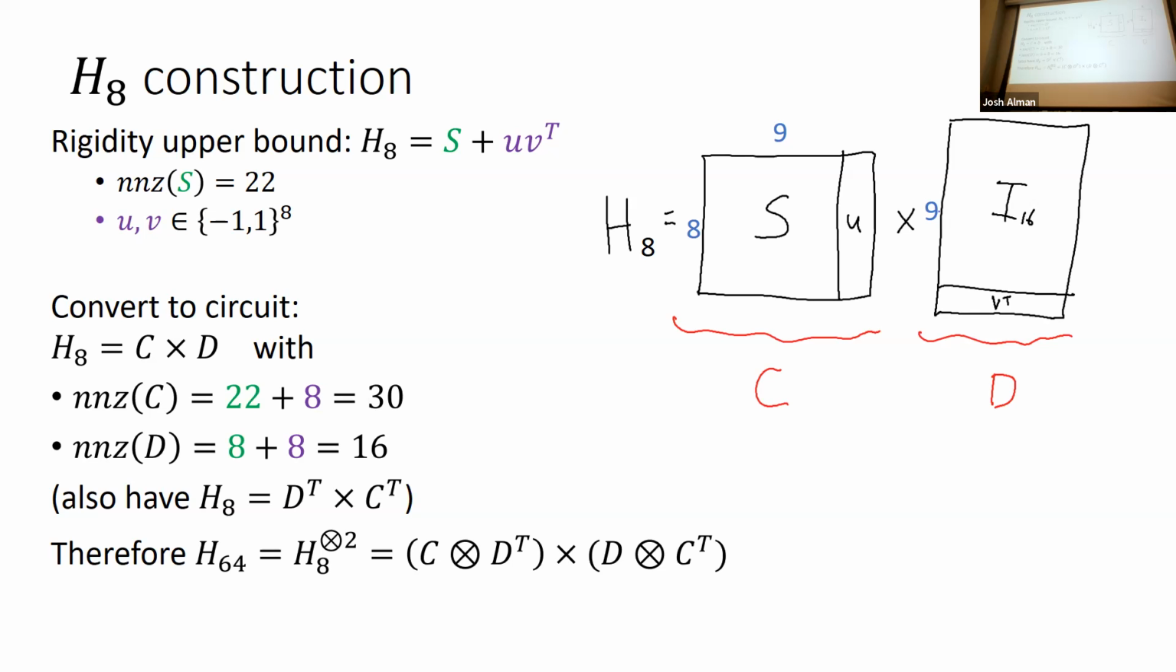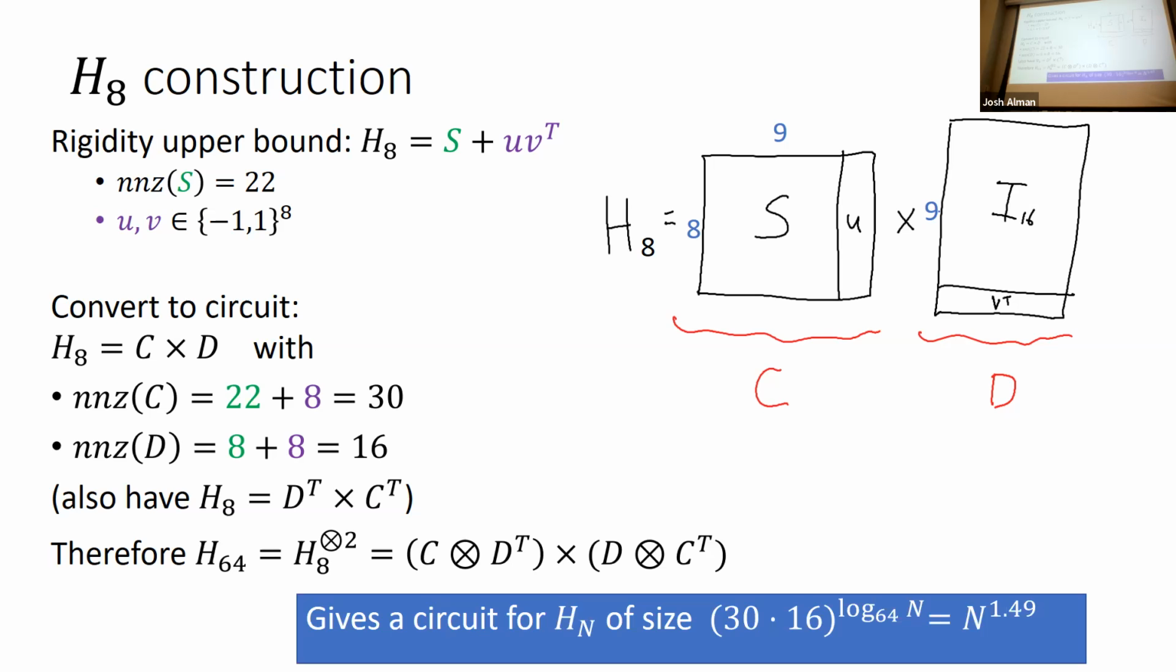So when you take the Kronecker product of them, we write H64 as C Kronecker product D transpose times D Kronecker product C transpose. Okay, this is our symmetrizing step. And now, using this identity for H64, we get a circuit for Hn whose size is the number of non-zeros in each of these, which is 30 times 16 to the power of log base 64 of n. And if you put that into your calculator, it will tell you it's n to the power of 1.49.